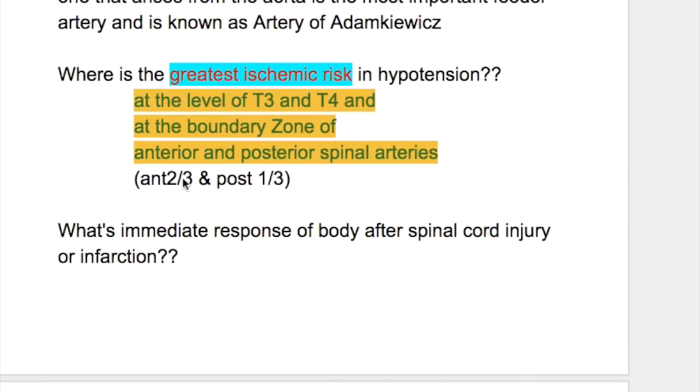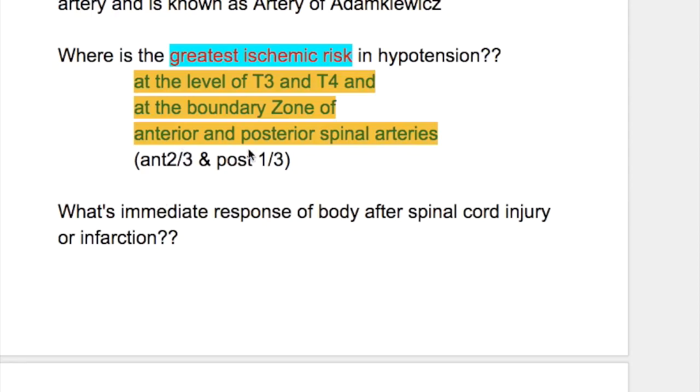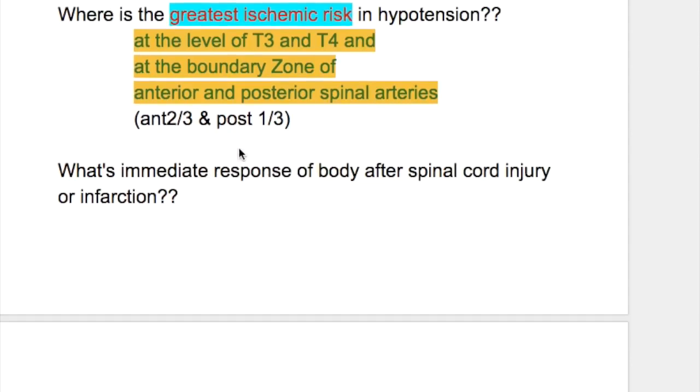Where is the greatest ischemic risk in severe systemic hypotension? Greatest ischemic risk is at the level of the 3rd and 4th thoracic region and at the boundary zone of anterior and posterior spinal arteries. Anterior supplies anterior two-thirds and posterior supplies posterior one-third of the spinal cord circumference.